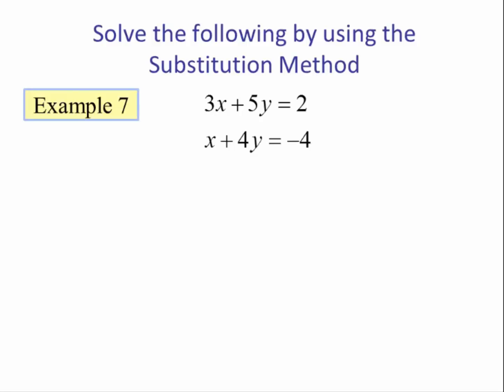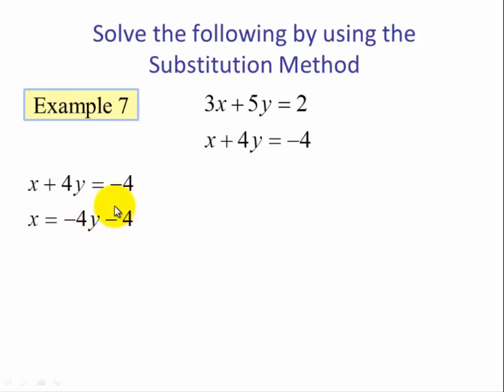Example 7. Solve the system 3x plus 5y equals 2 and x plus 4y equals negative 4. For this example, we do not have an equation where x or y is isolated. I'm going to pick the second equation and solve for x because it has a coefficient of 1. This ensures that I will not have fractions. Taking the second equation and solving for x, we subtract 4y from both sides. So we have x equals negative 4y minus 4.